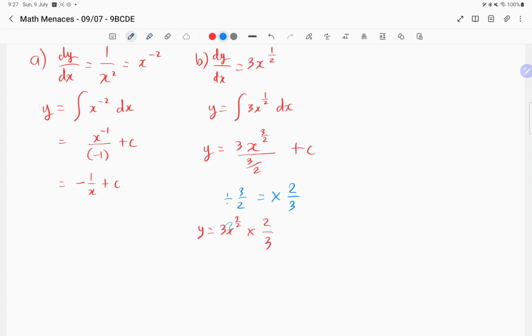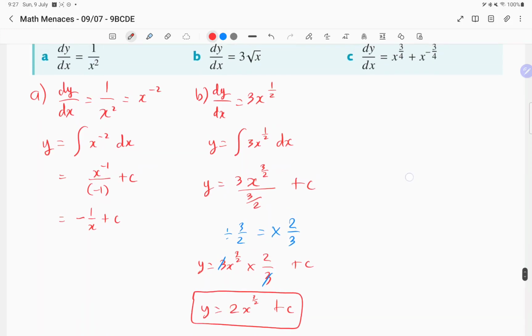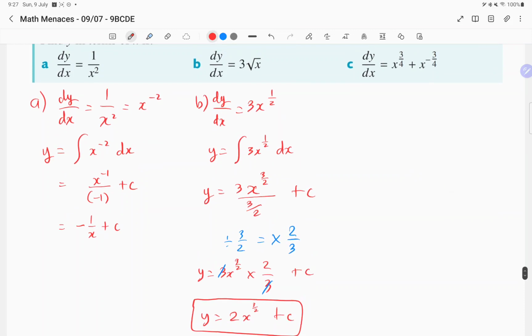Now, if you can see that the 3 cancels out, you can actually just cancel that out first, and then plus c, of course. Then that would be 2x to the power 3 over 2 plus c. Okay? So the tricky part of this chapter is the fractional, the rational coefficient, rational indices. So you've got to be pretty confident with the weird fraction operations, like adding 1 to a fraction or dividing by a fraction.